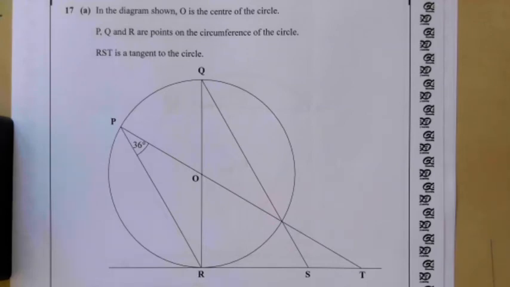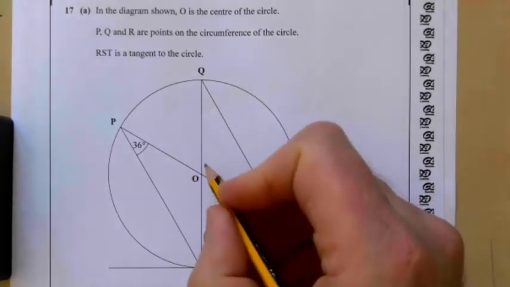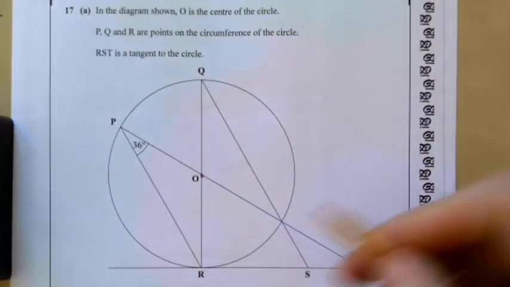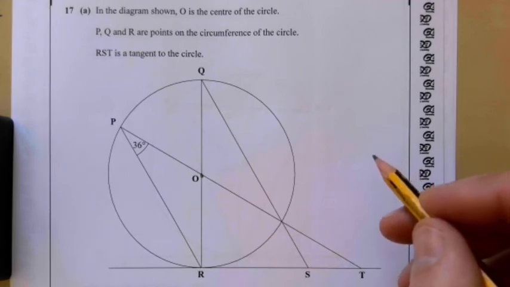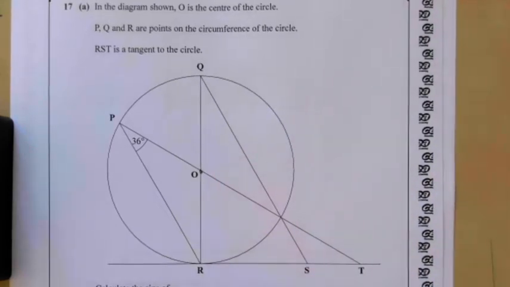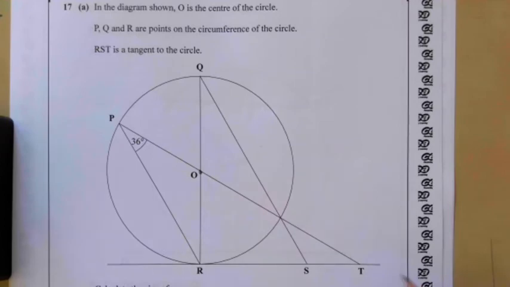Okay, so in the diagram below, O is the centre of the circle, P, Q and R are points on the circumference, and R, S, T is a tangent to the circle. So it says, first of all, you can't see it down below, it says calculate the angle ROT.